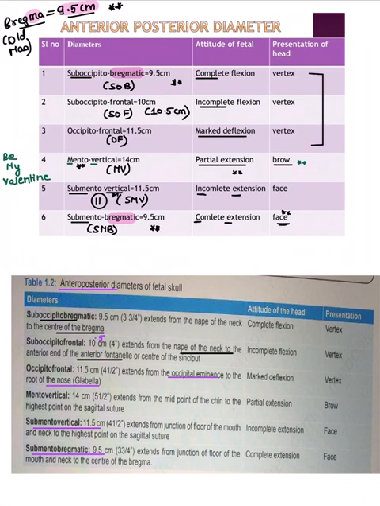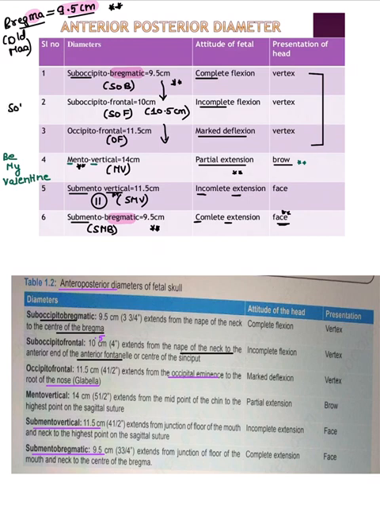Now in vertex presentation, there were three things: complete flexion, incomplete flexion, and marked deflexion, guys. So see, complete was 9.5. Now just go on increasing the diameter. Incomplete is 10.5, that is suboccipitofrontal. Now coming on to the occipitofrontal, that is 11.5.